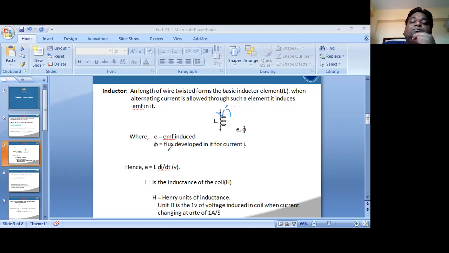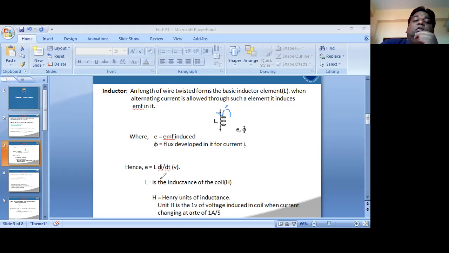Therefore the expression for the EMF induced in the inductor element is E = L di/dt, where E is the EMF induced in the inductor according to Faraday's law of electromagnetic induction, and L is the inductance of the inductor. We shall define inductance shortly. di/dt is the change in current flowing through the inductor, meaning at what rate the current flowing through the inductor is changing.